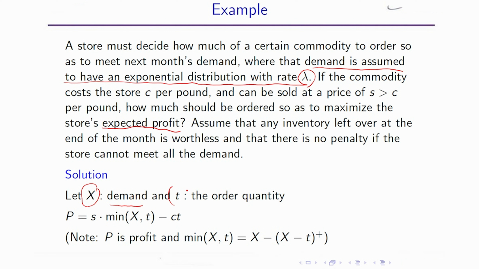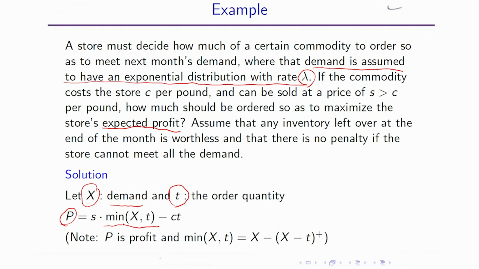And T is the order quantity. So basically in this problem, we are going to solve for T. So T is the decision variable. Now the profit P can be written as S, that is the price you sell your product, commodity, per pound, right? So S times min(X, T).